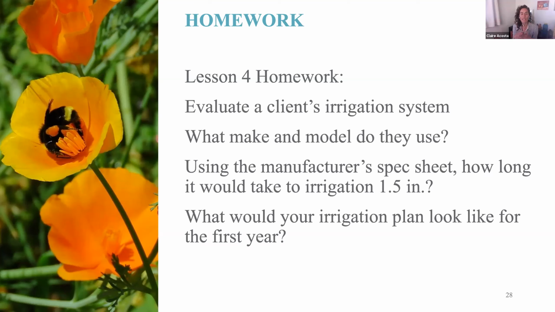And what I want to know is how long would it take with this system that you're reviewing to irrigate 1.5 inches? So if you have a system that puts down 3 inches in an hour, you have sprinklers or something, then if I want to get 1.5 inches, that's only a half hour, right? 3 inches? Yes. So I want to know how long would it take to irrigate 1.5 inches with this irrigation system that you are reviewing, that you're telling me the make and model of, and what would your irrigation plan look like for the first year?